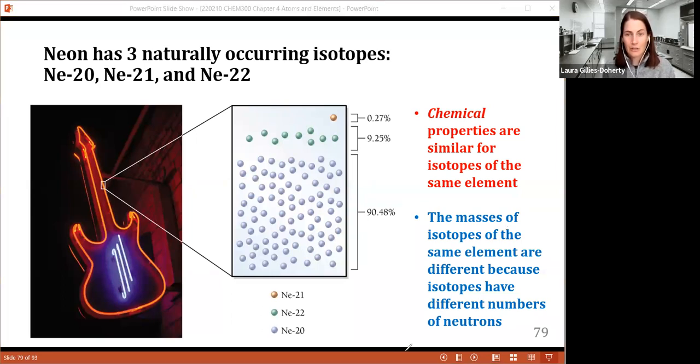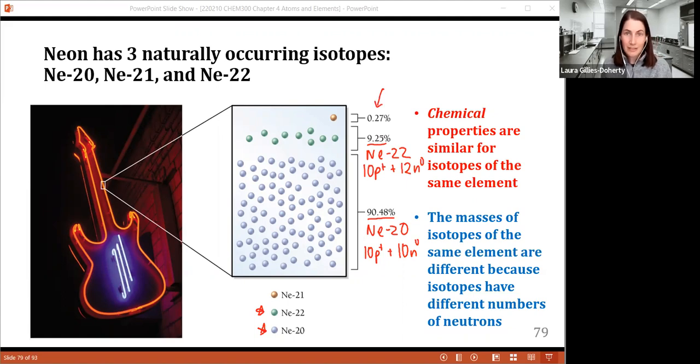All elements have their own unique natural abundances. For neon, neon 20 makes up 90.48% of all the neon atoms out there. Neon 20 means there are 10 protons plus 10 neutrons in the nucleus of a neon 20 atom. Neon 22 makes up 9.25% of all the neon atoms out there. So this is neon 22. It's still neon, so it still has 10 protons, but now the mass number is 22, so that means it must have 12 neutrons. 12 plus 10 makes 22.